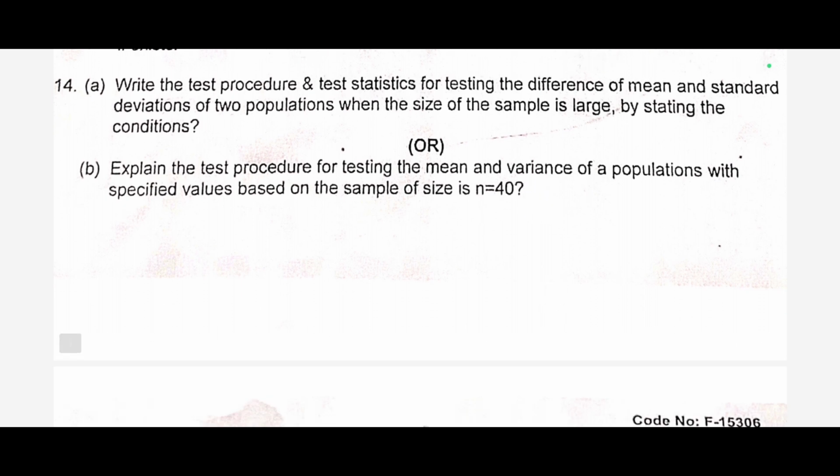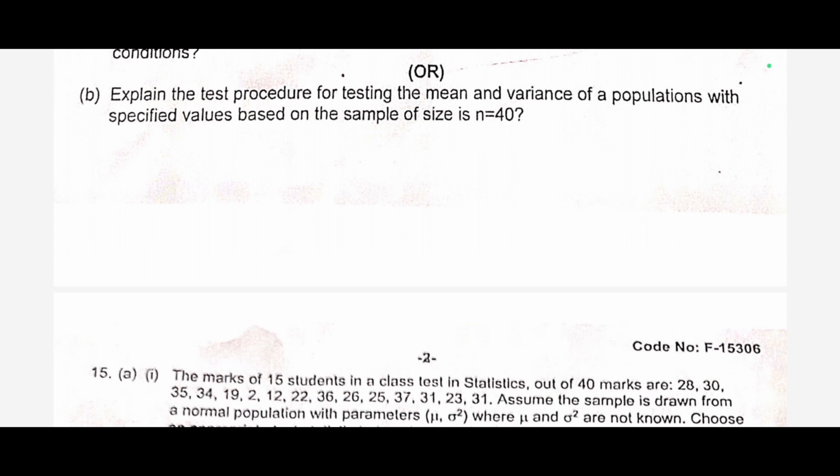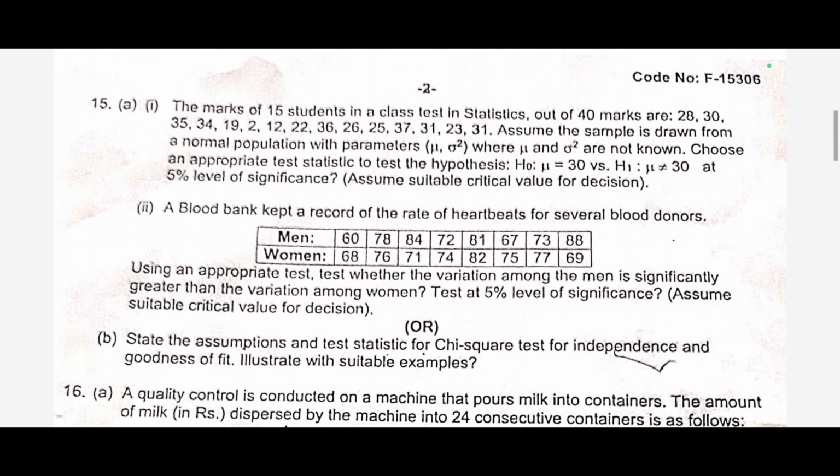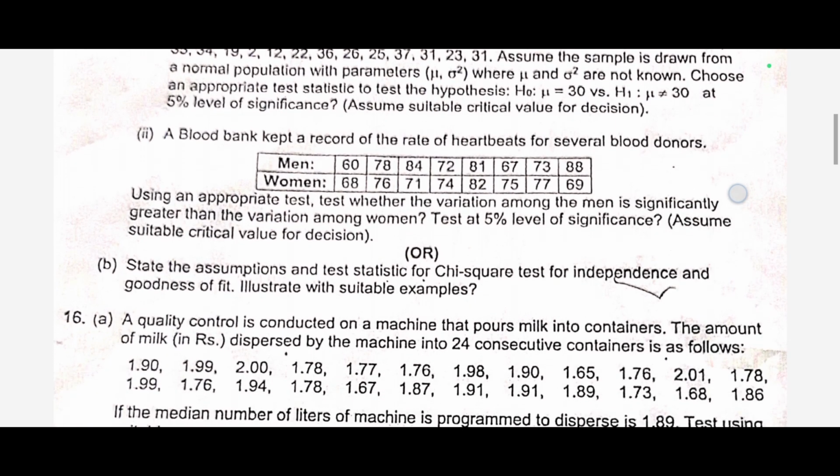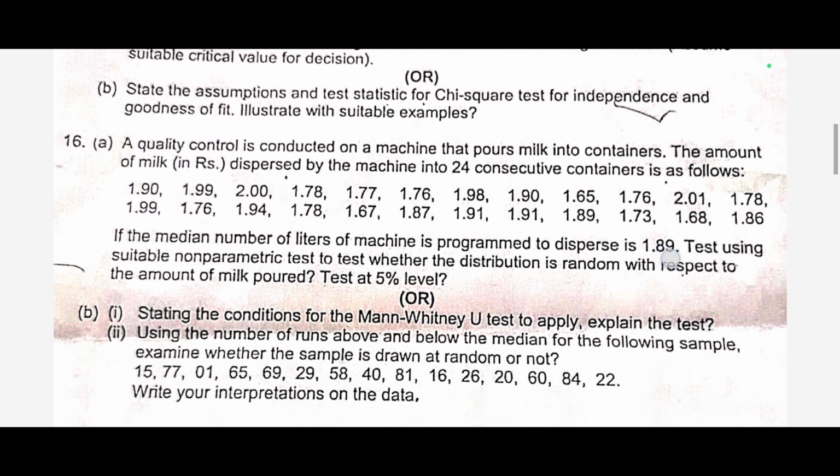Next, write the test procedure and test statistics for testing the differences of means and standard deviations of two populations when the size of the sample is large, by stating the conditions. Explain the test procedure for testing the mean and variance of the population with the specified values based on the sample size n equals 40. And application questions they have given here.